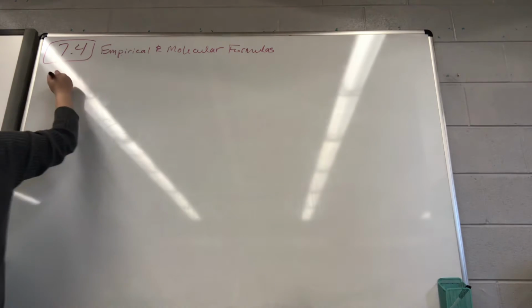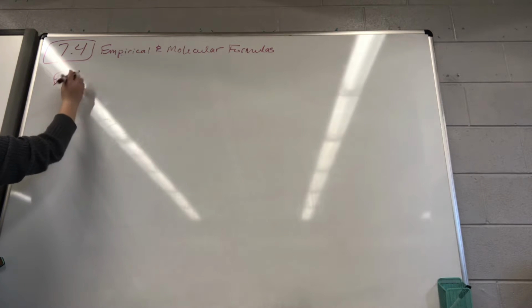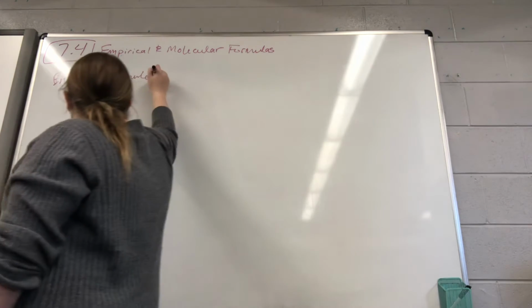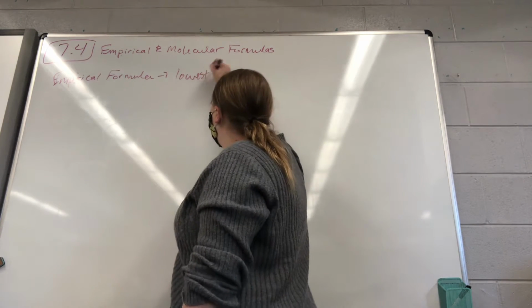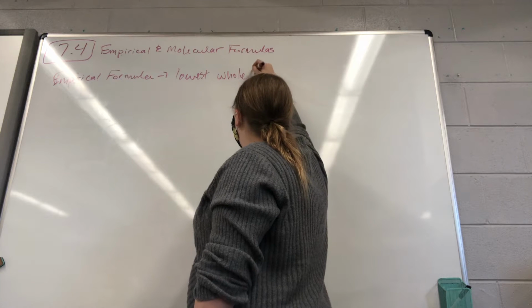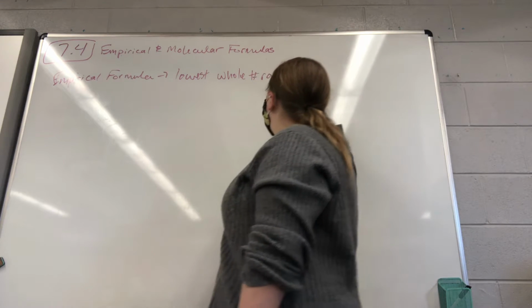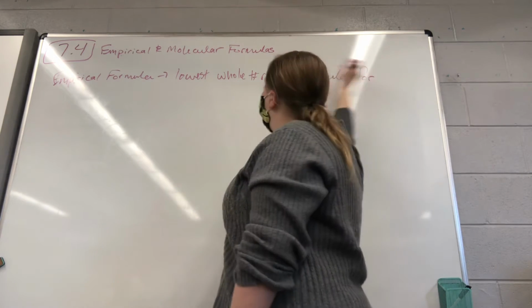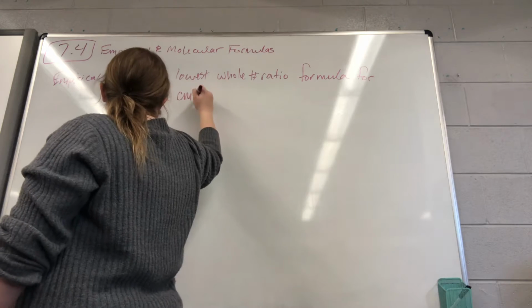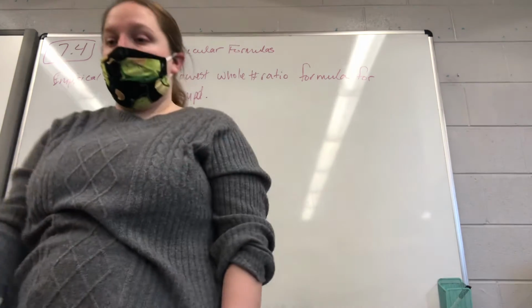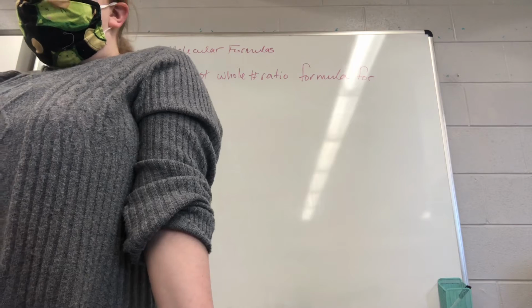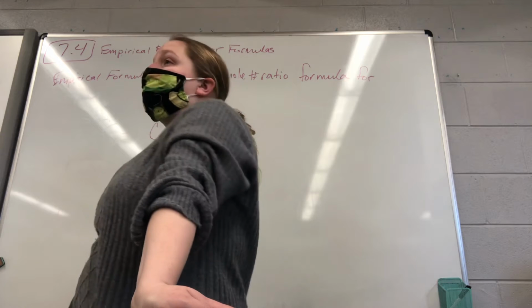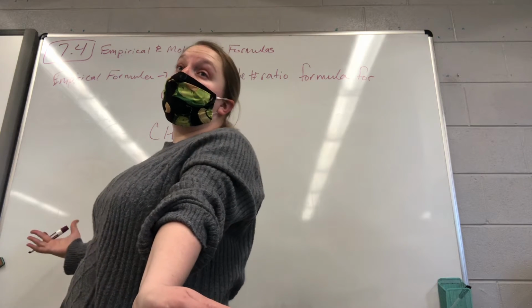All right, first things first, we start with what an empirical formula is. This is going to be the lowest whole number ratio formula for any compound. Specifically, we start with something like CH. Its lowest whole numbers are ones, right?